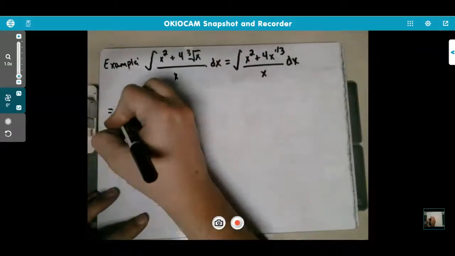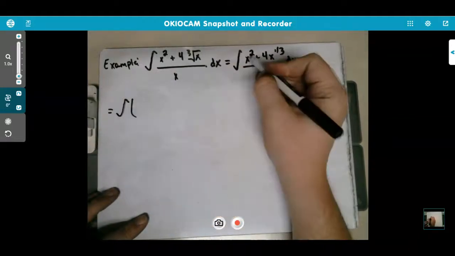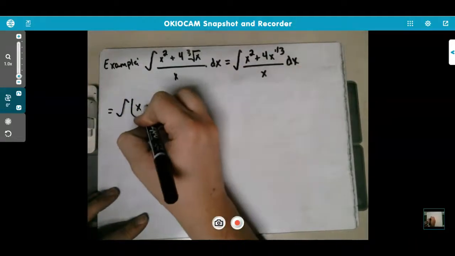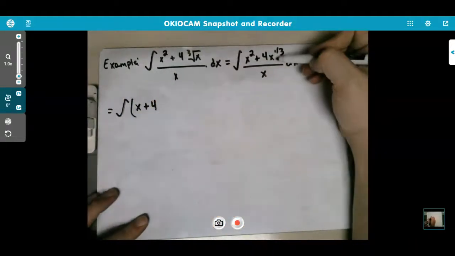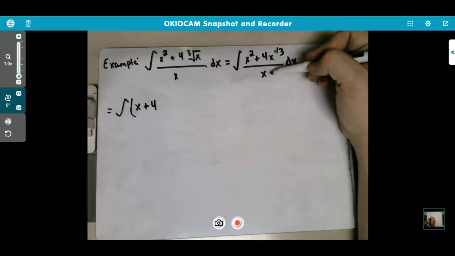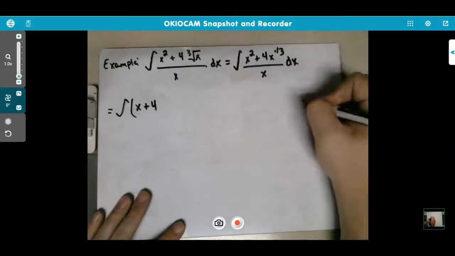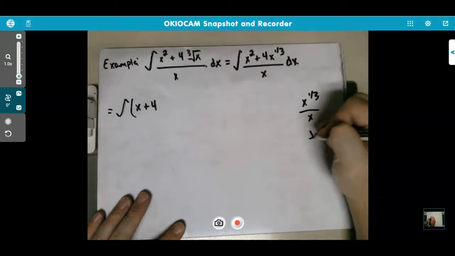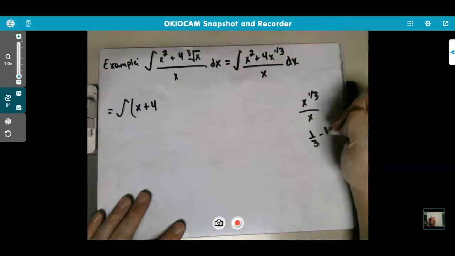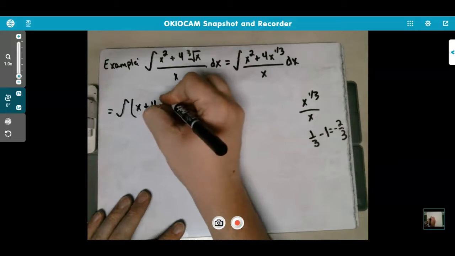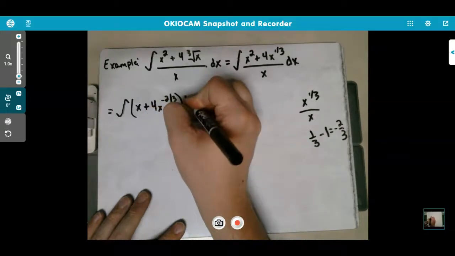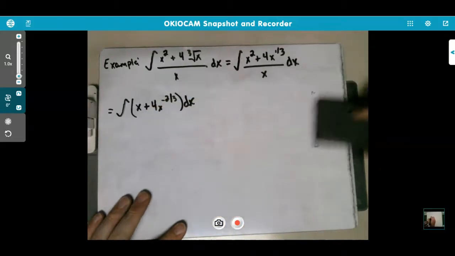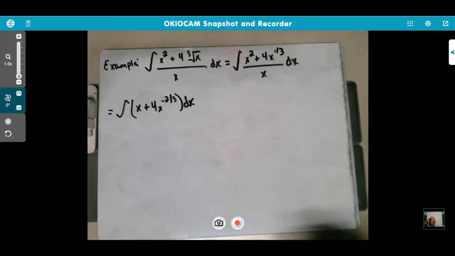So that'd be the integral of x squared over x, which is just x, plus 4x to the 1/3 divided by x. I could do the power of 1/3 minus the power of 1, which is negative 2/3. So 4x to the power of negative 2/3 dx. So now I can just use the reverse power rule here.